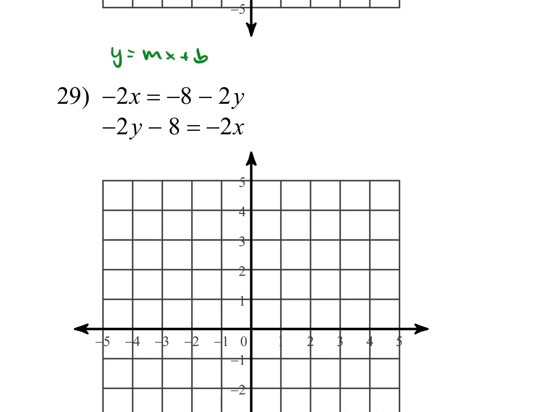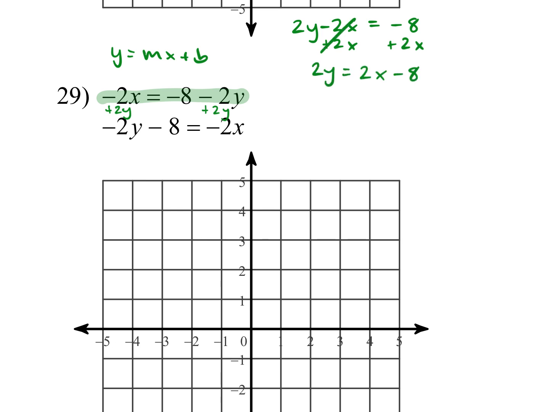So for the first equation, I'm going to rewrite it up top over here so we have more room. First thing I want to do is add the 2y to move it to the other side. So we have 2y minus 2x is equal to negative 8. What can we do next? Add 2x to move it to the other side. So 2y is equal to 2x minus 8. And then what? Divide by 2. So y is equal to x minus 4.